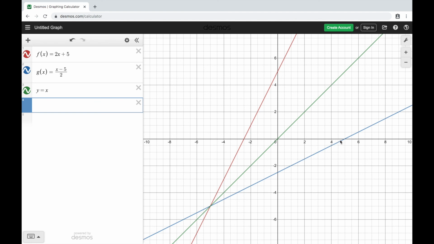So for instance, this point here, which is 5, 0, corresponds to this point here, which is 0, 5. This point, -2, 1, corresponds to the point 1, -2.